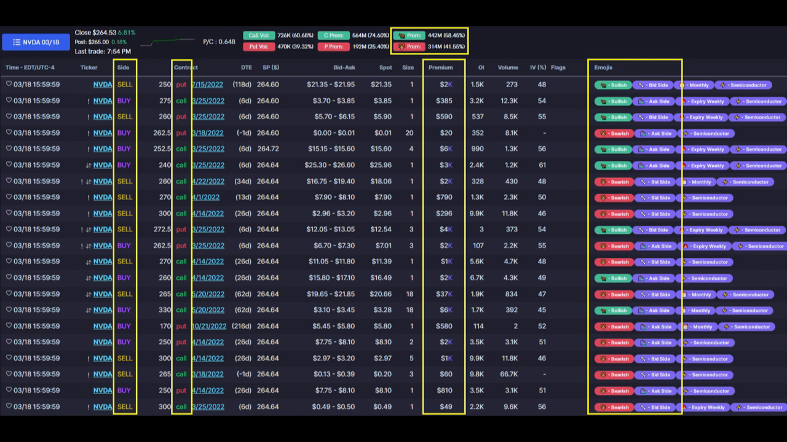From here, we can start to theorize about buyers and sellers and what kind of price action these traders may be looking for. That's going to conclude this intro to the flow menu and the flow feed.